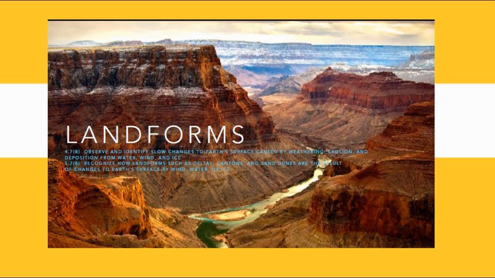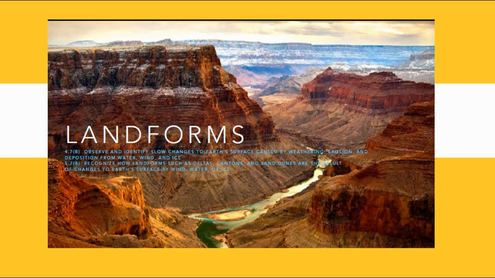That's 4.7b. Observe and identify slow changes to the Earth's surface caused by weathering, erosion, and deposition from water, wind, and ice. A couple of things that I really like about that 4th grade TEK is it says slow changes. That's something that you really need to remember. The formation of landforms is a slow process. It takes place over millions of years. While sometimes it can happen rapidly, most landforms are going to take a long time. So I like that word, slow changes.